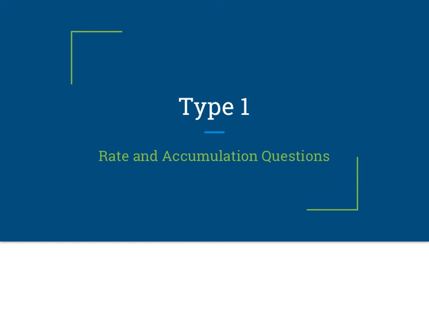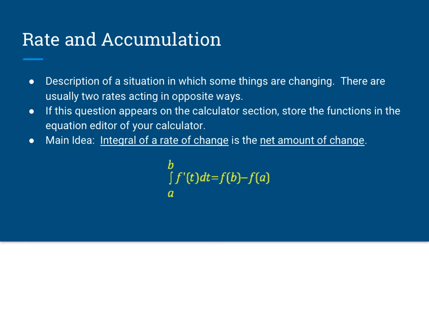The first type of FRQ that we are going to look at is the accumulation function, which, you know, means rates coming in and rates going out. And so when you're looking at a rate and accumulation problem, these are some of the things that you have to be aware of, okay?